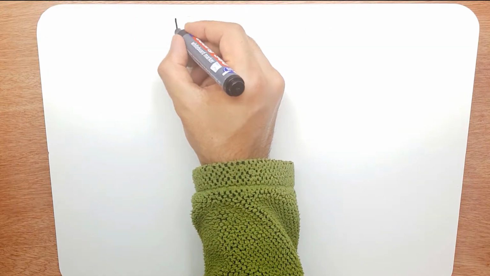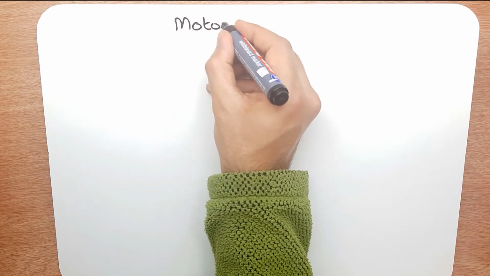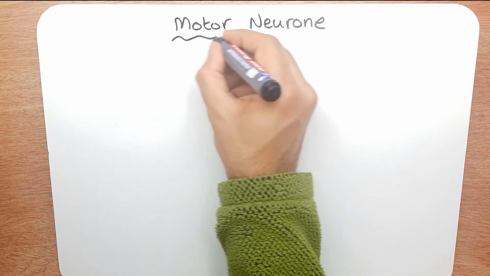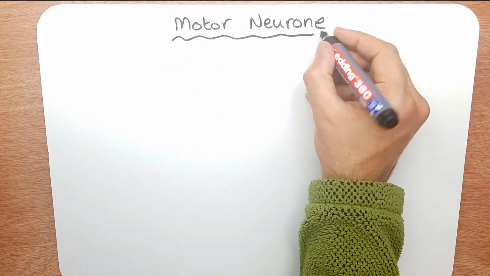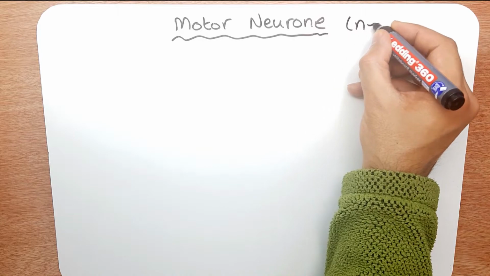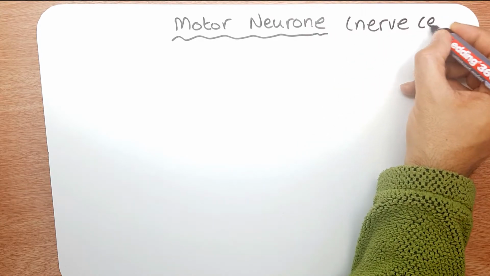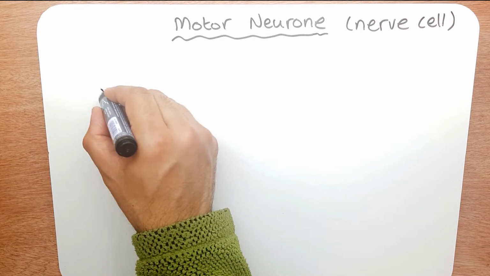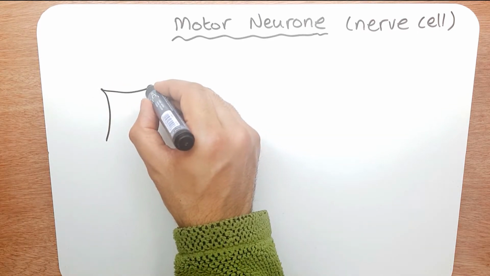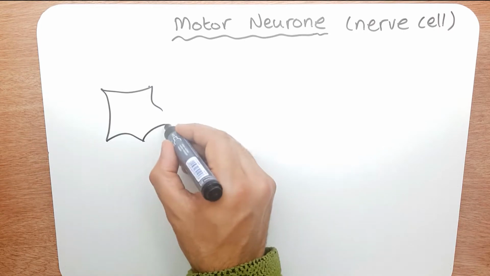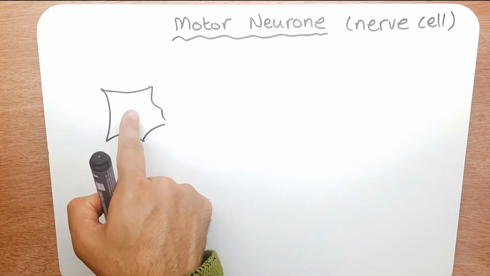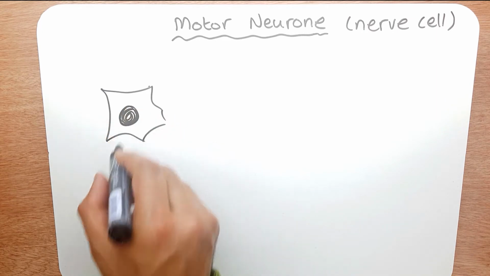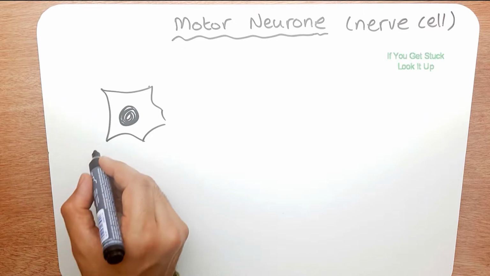Now I want to look at the motor neuron. Motor neuron. And remember we said a neuron is a nerve cell, so you'll come across these words. It's a nerve cell. So you have the body of your cell. There's your genetic material, your nucleus.